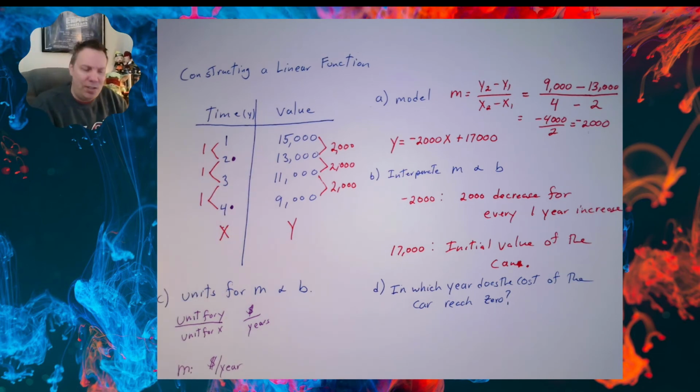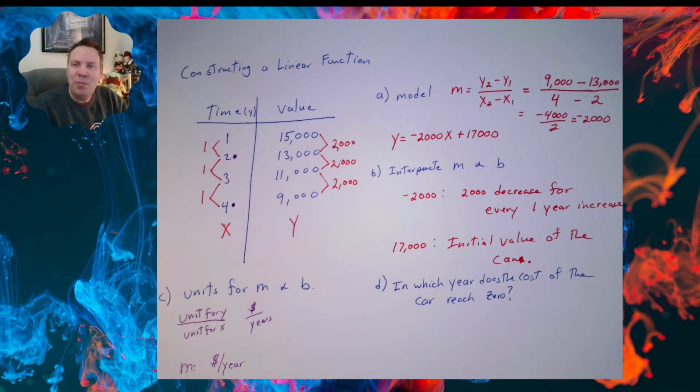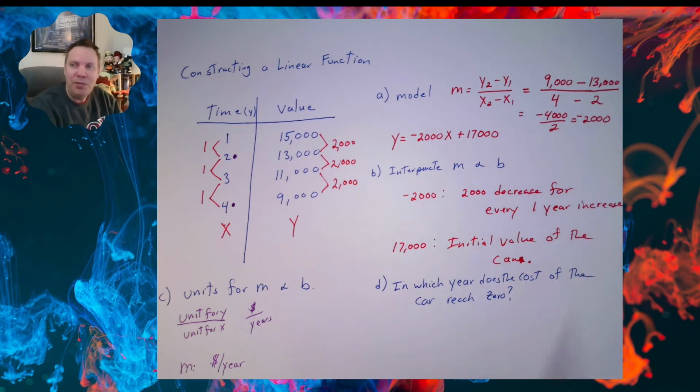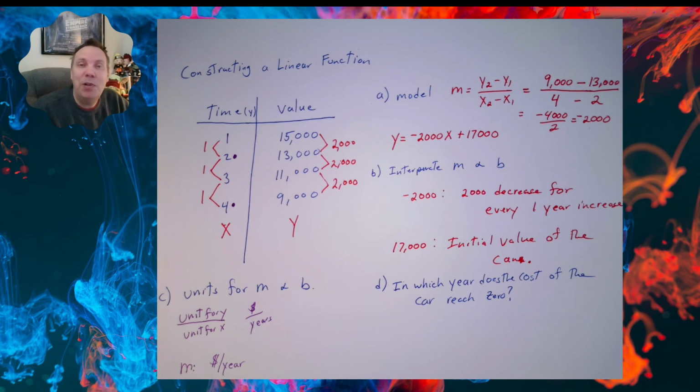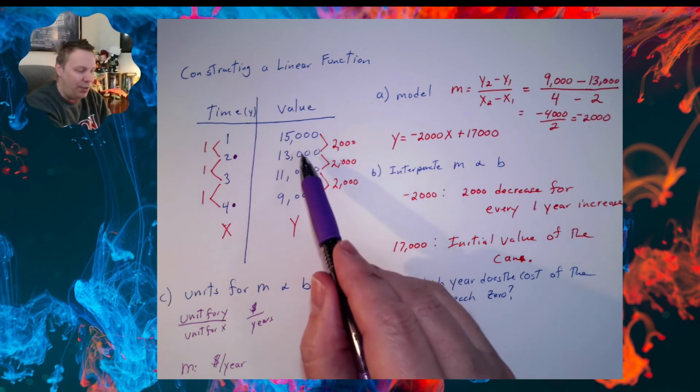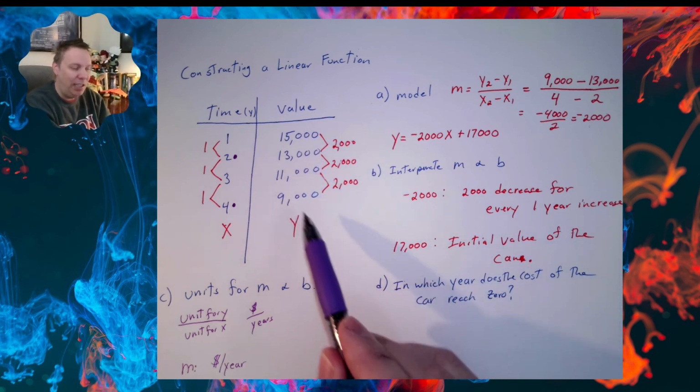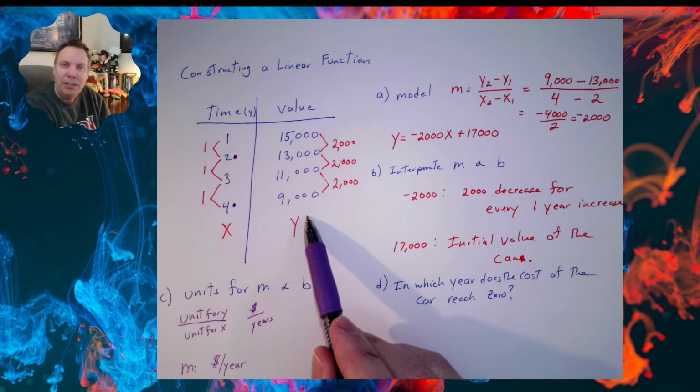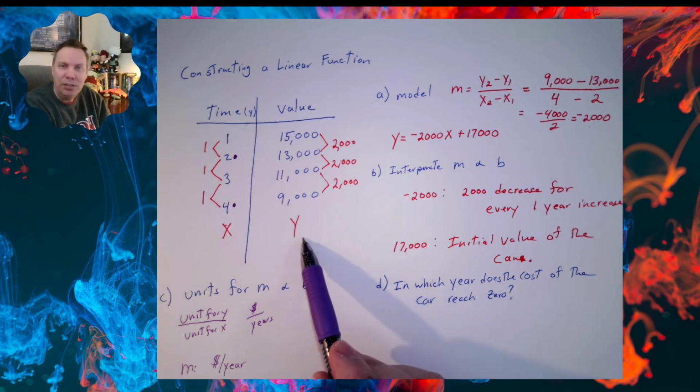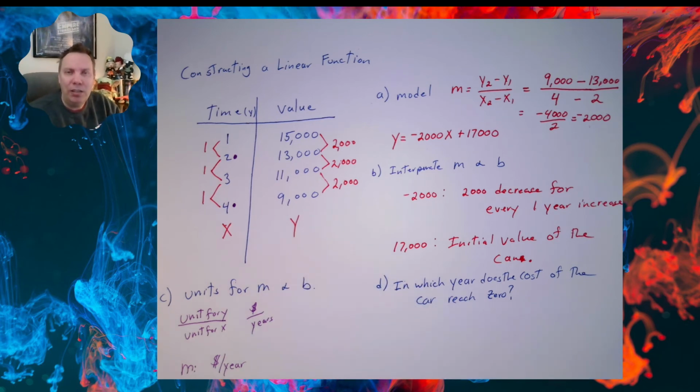So this should make sense of what we were talking about in the previous solution. This negative 2,000, that's the decrease per year. It's negative $2,000 per year. That's why we go from 15 to 13 to 11 to 9 and 7 and 5,000. It's going to go $2,000 reduction per year.